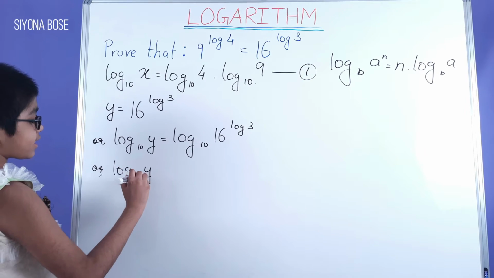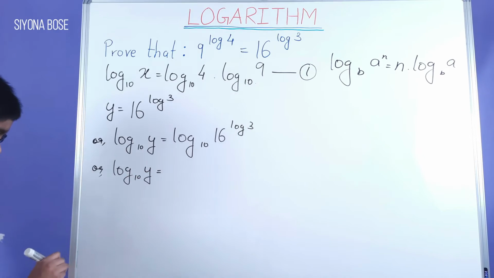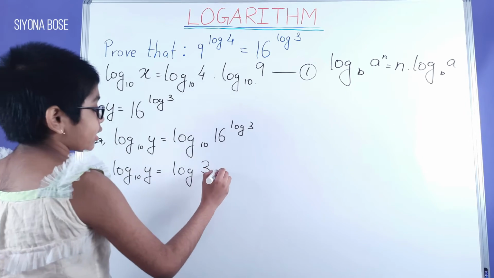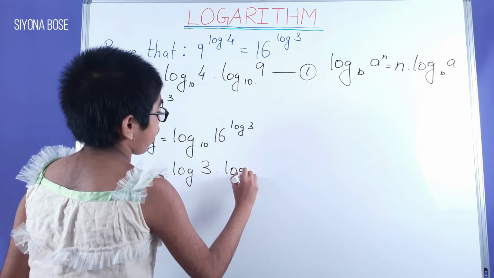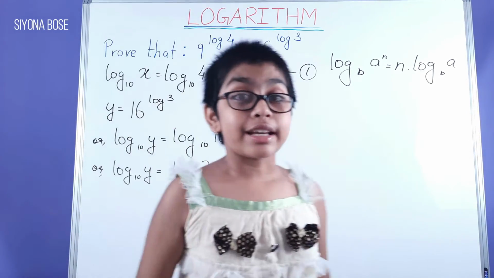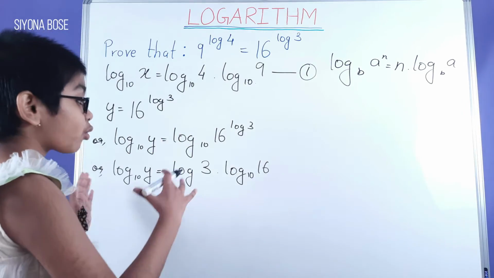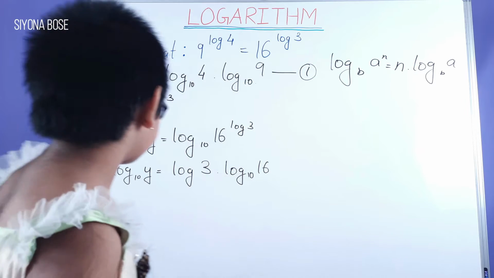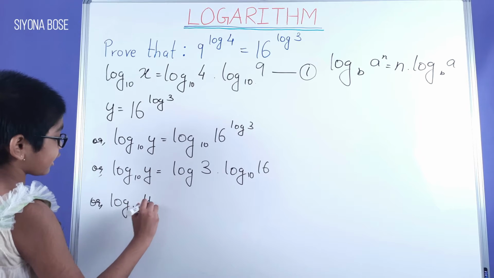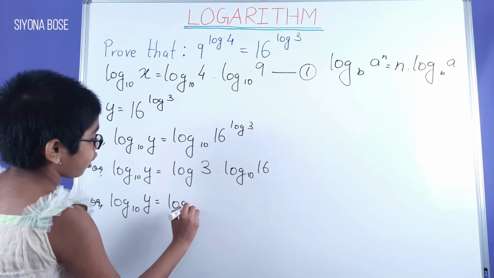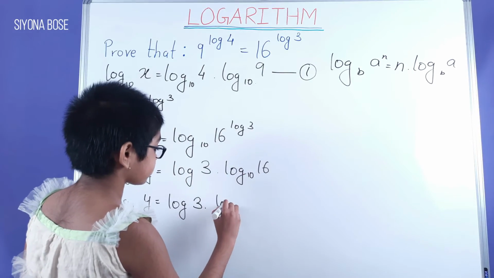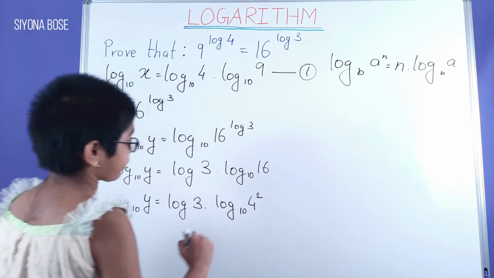Then we get log y to the base 10 equal to log 3 into log 16 to the base 10. Now 16 is 4 squared. Then we can write log y to the base 10 equal to log 3 into log of 4 squared to the base 10.